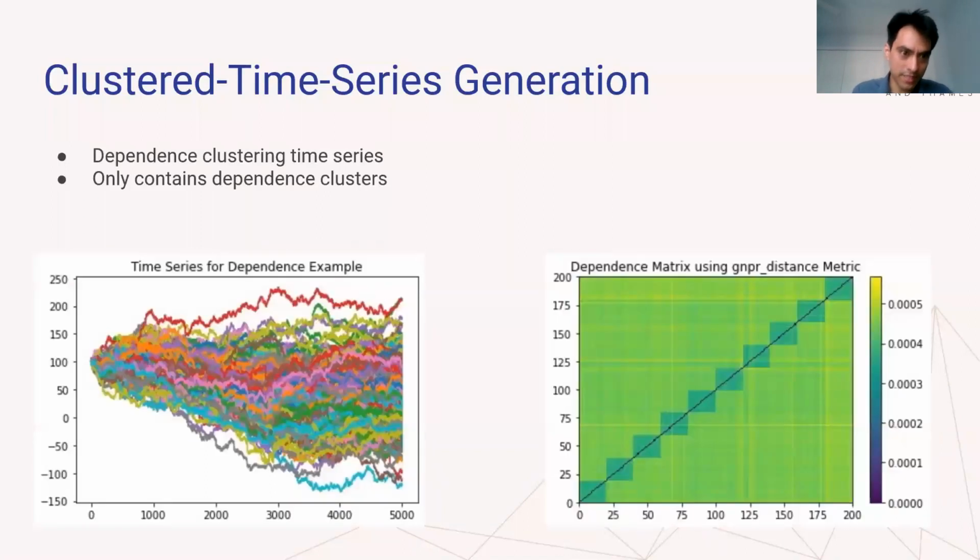The next time series is the dependence clustering. It only contains dependence clusters. In this case, there are 10 dependence clusters from the table that we showed in the previous slide. And this is the resultant time series. When you create a dependence matrix using GMPR, you're able to separate all these 10 clusters and visualize them.